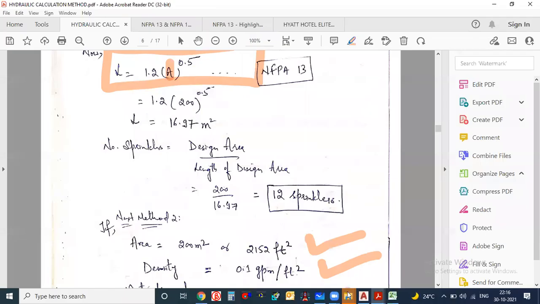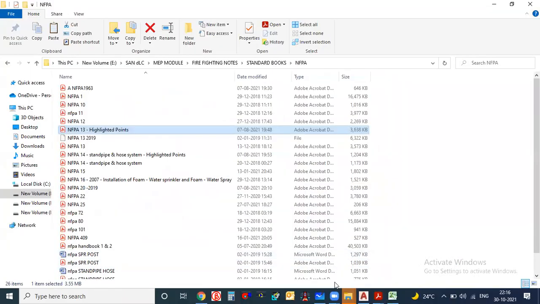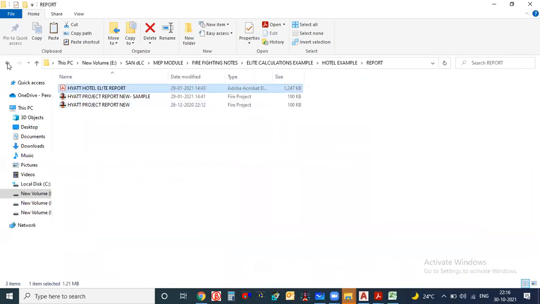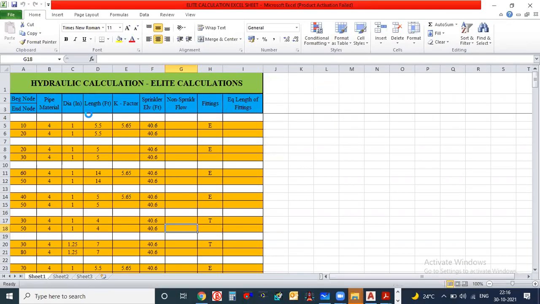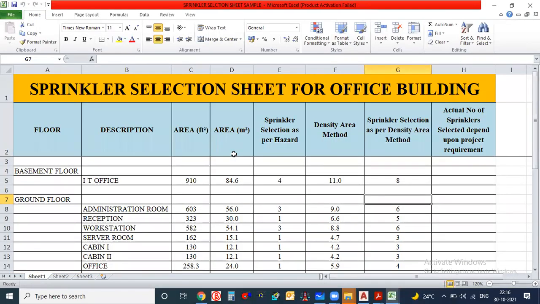So for understanding purposes, I have created one sheet here also. This sheet will be my reference sheet for all the sprinkler selection. Like here, what I will do whenever I do any project.